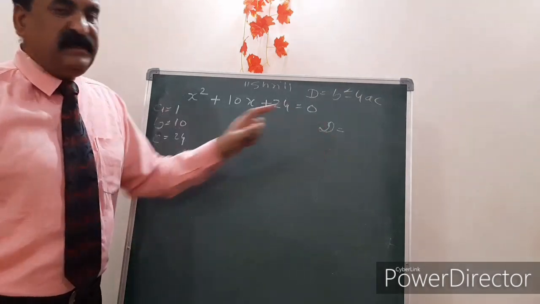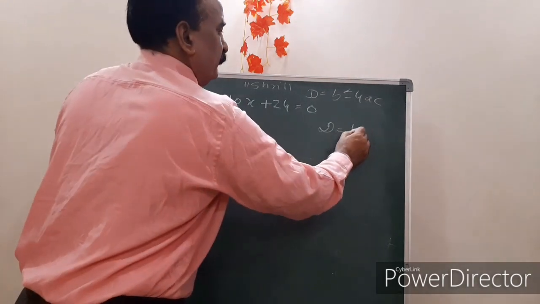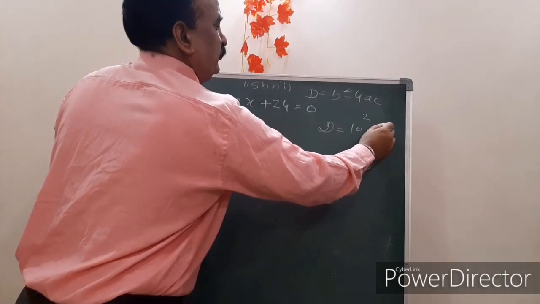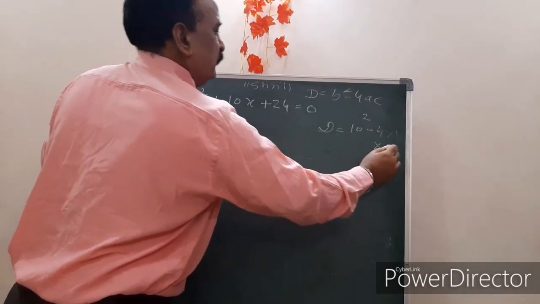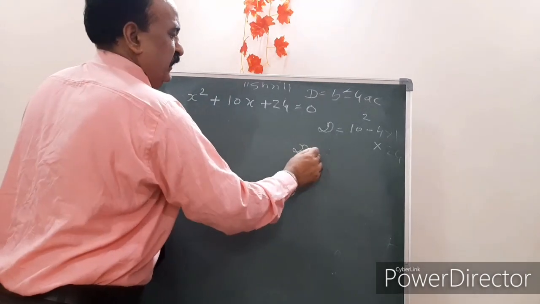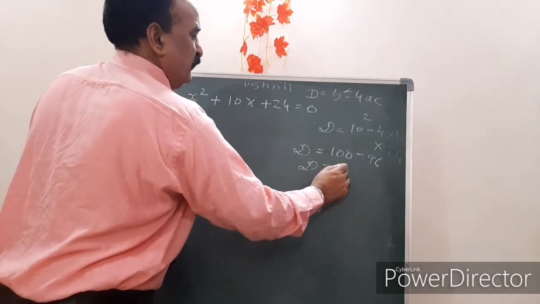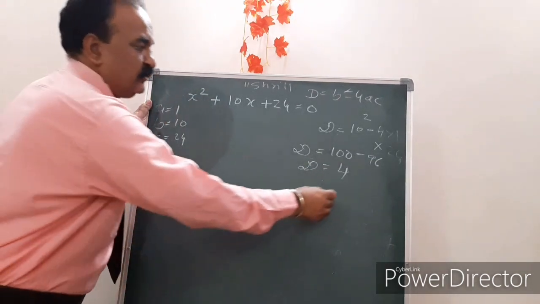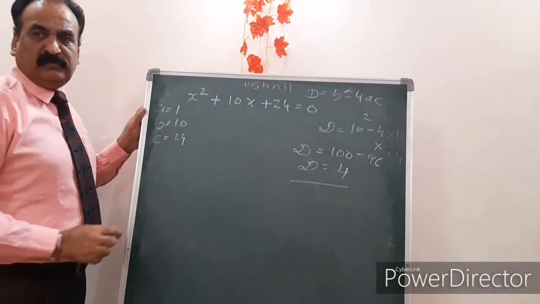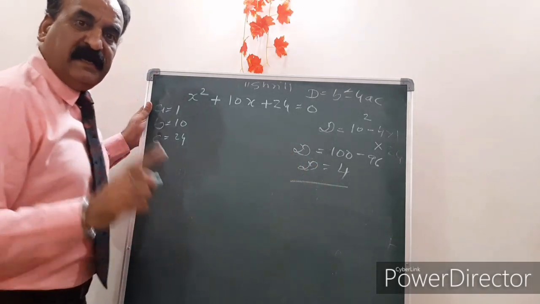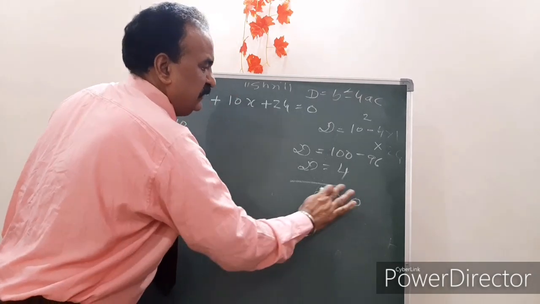So first you will find D. D is b square minus 4ac. What is your b? b means 10 square, minus 4ac, 4 into a is 1 into c is 24. So D is equal to 100 minus 96. So D is equal to 4. A is equal to 1, b is equal to 10, c is equal to 24. Now D is equal to 4, and D equal to 4 means certainly it is greater than 0. It means D is greater than 0.